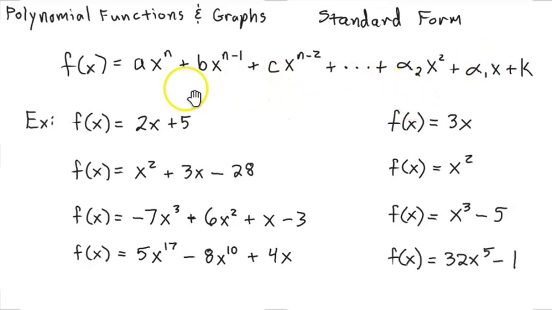I want to show you some examples of standard form of a polynomial function. f(x) equals 2x plus 5. This is a linear function. It's also a polynomial. Okay. f(x) is equal to x squared plus 3x minus 28. This is a quadratic, but it's also a polynomial. This is now what we call higher power polynomials or higher order polynomials. So we have f(x) is equal to negative 7x to the third power plus 6x to the second power plus x to the first power minus 3.